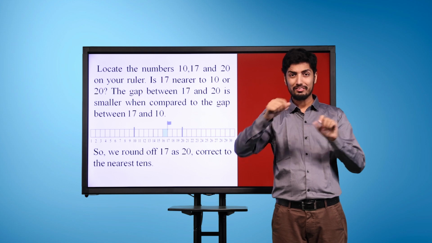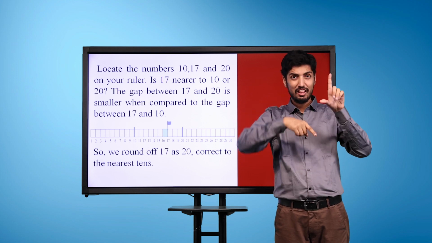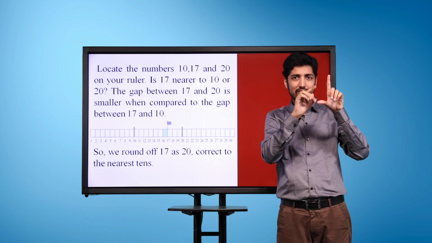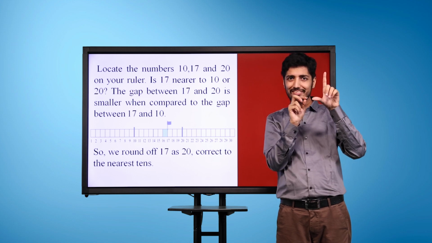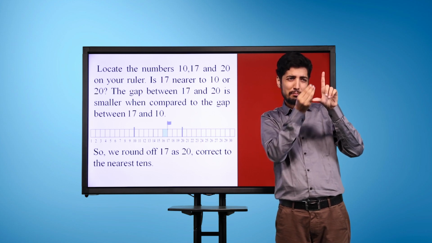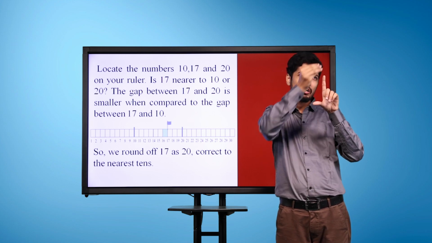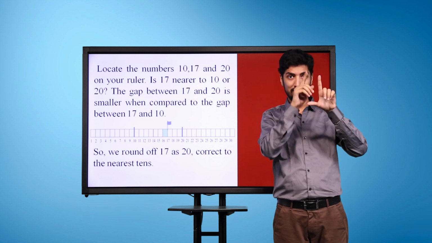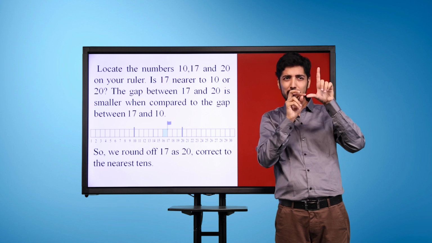Locate the numbers 10, 17 and 20 on your ruler. Is 17 nearer to 10 or 20? The gap between 17 and 20 is smaller when compared to the gap between 17 and 10.